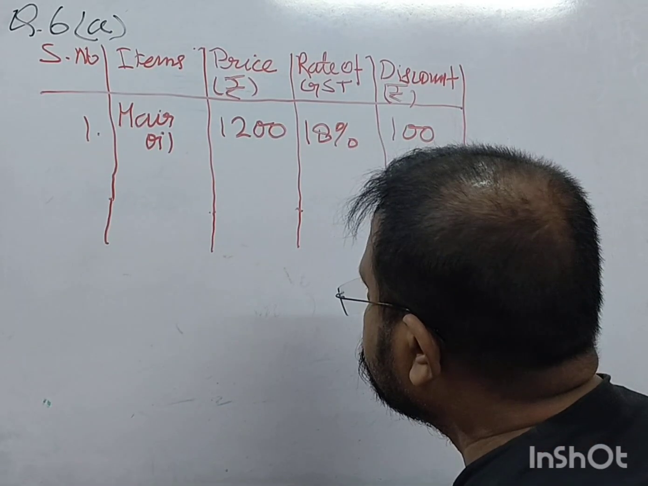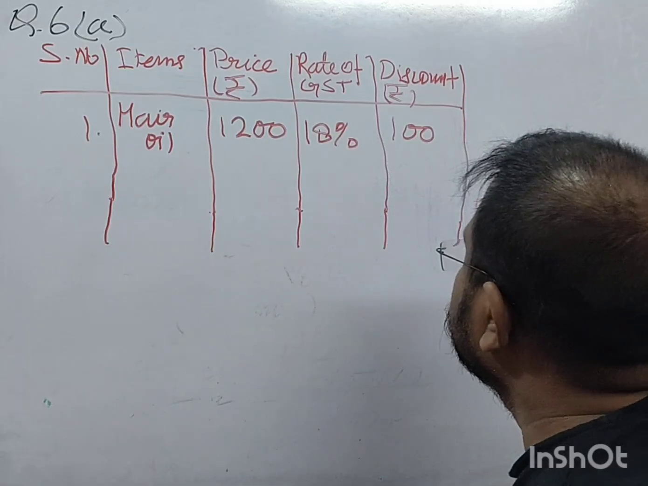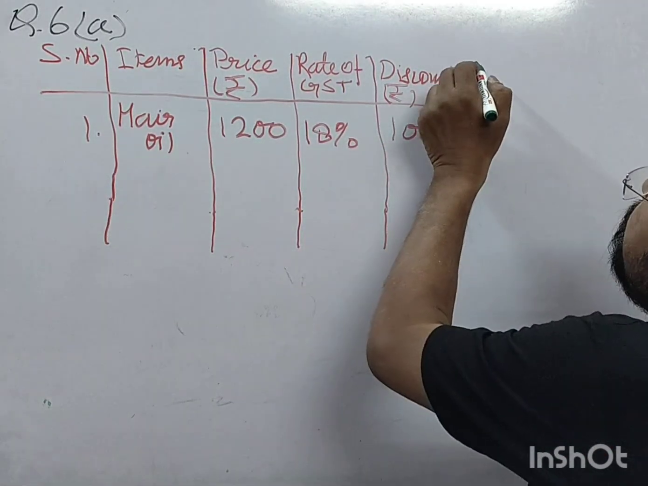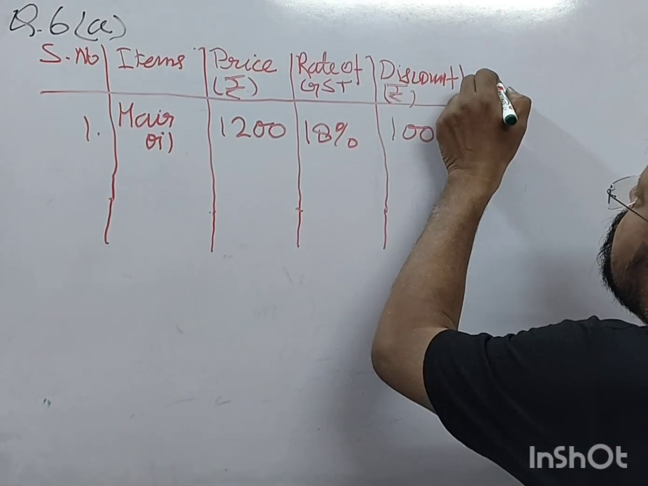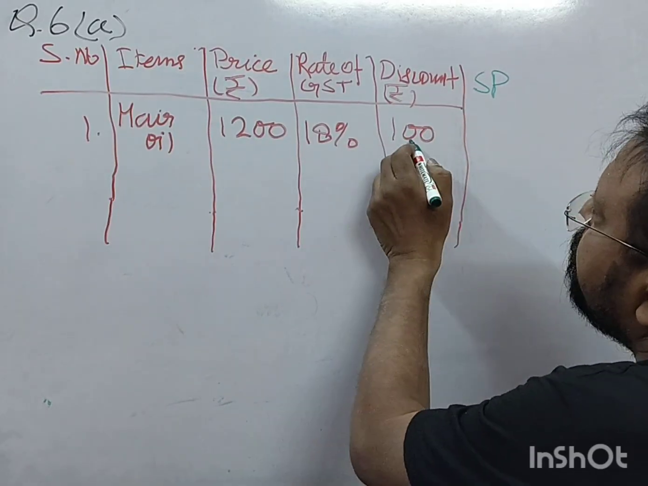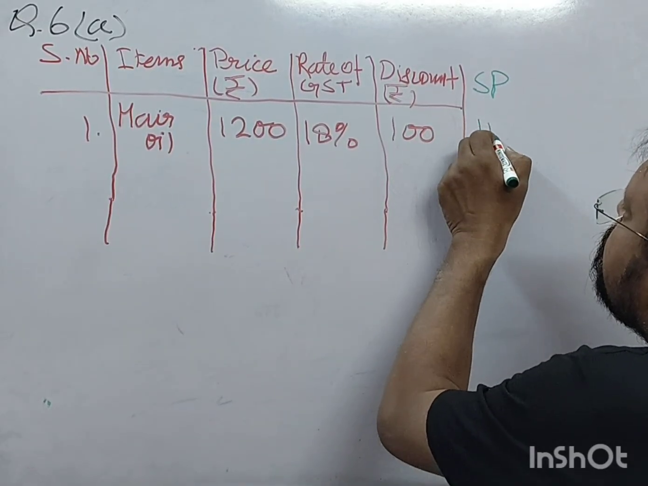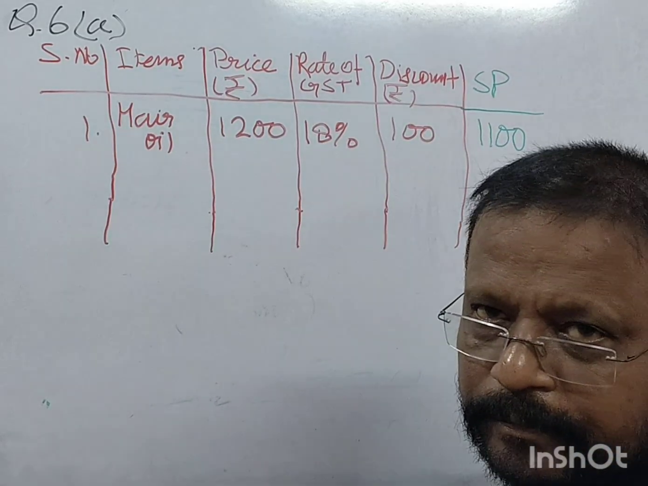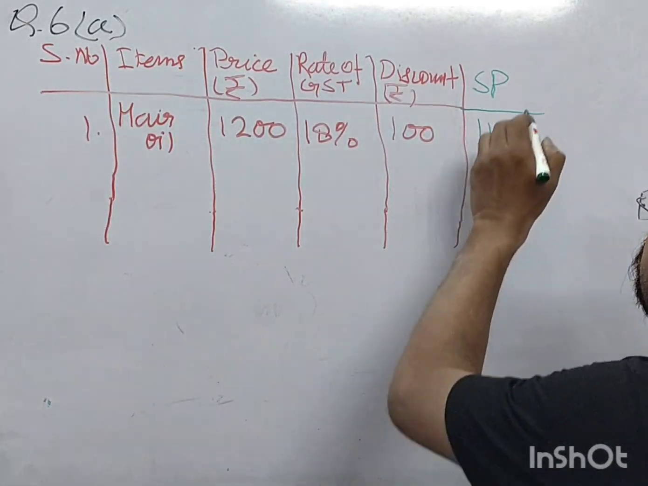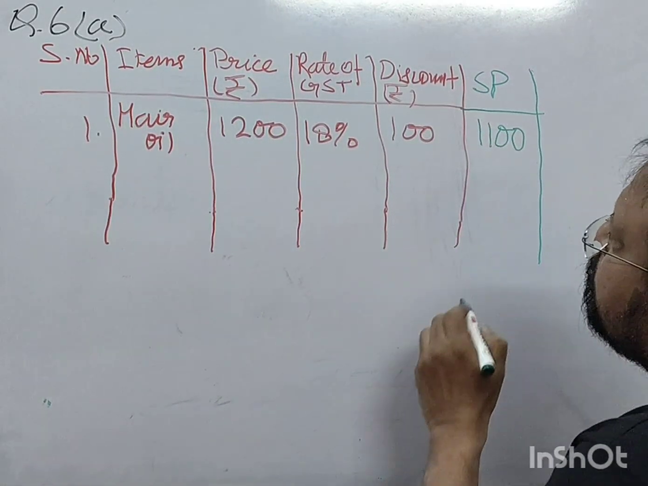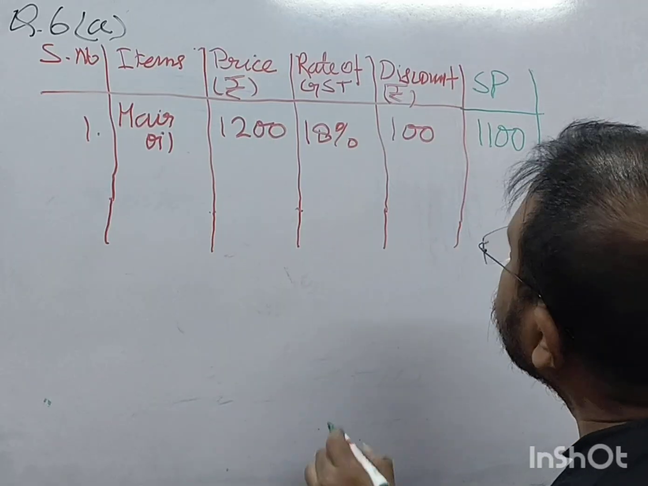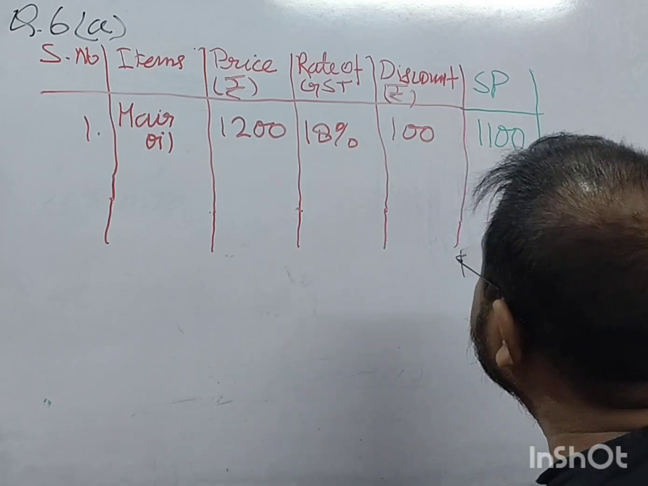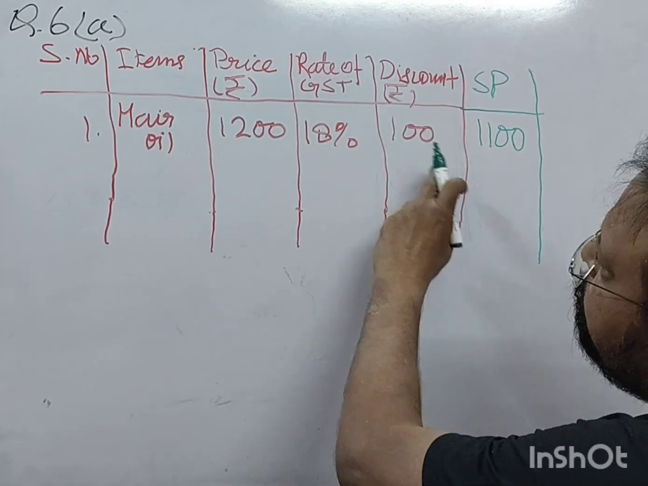So SP will be 1200 minus 100 becomes 1100. Right? Now we go for GST. So tax is, so this is 18% tax.